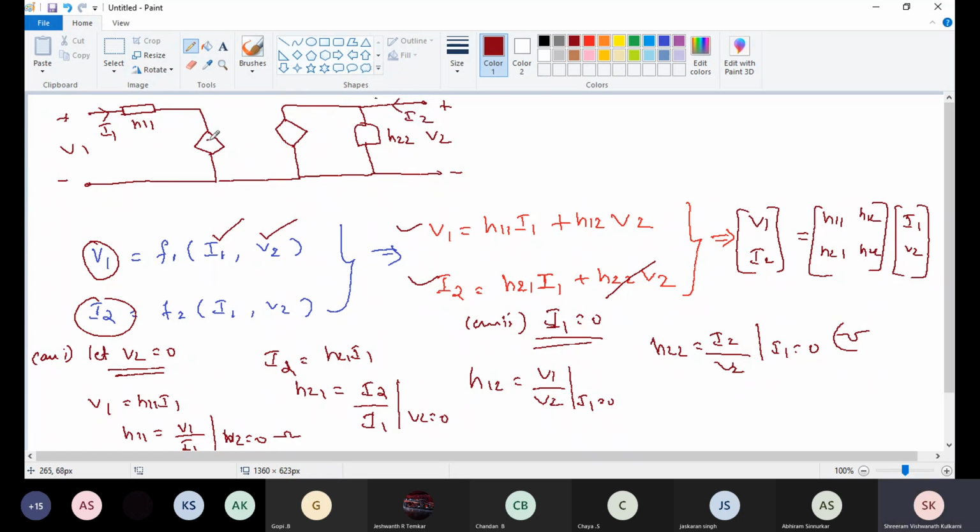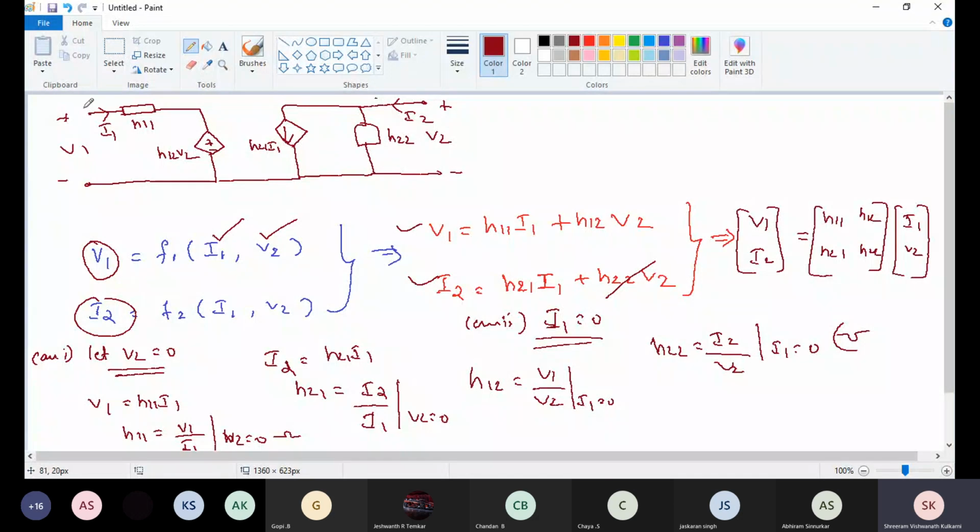This one is plus minus H12 V2, this is H12 V1. We can see H12 V2 is a dependent source. Okay, here H22 for output port I by V, that is current, that is H21 I1. This is the equivalent network of two port in terms of H parameters: H11, H22, H12 V2, H21 I1.